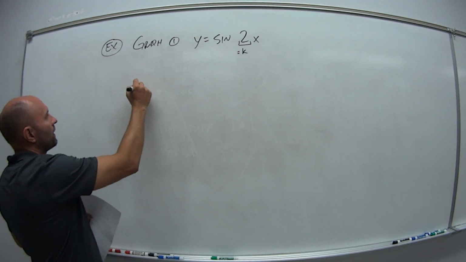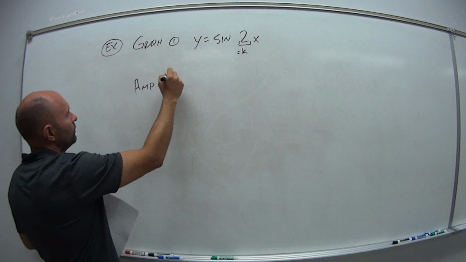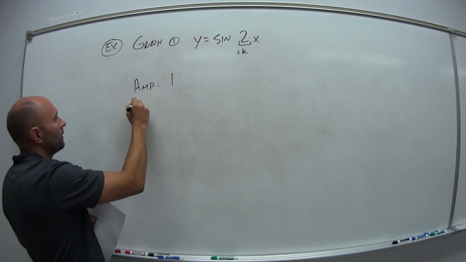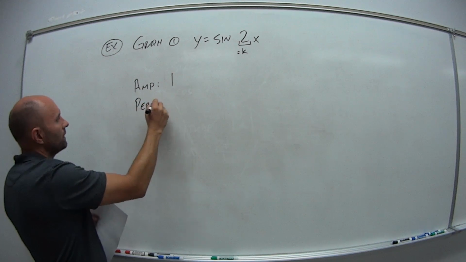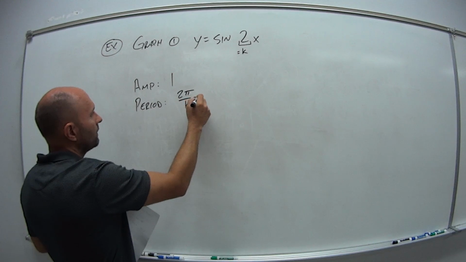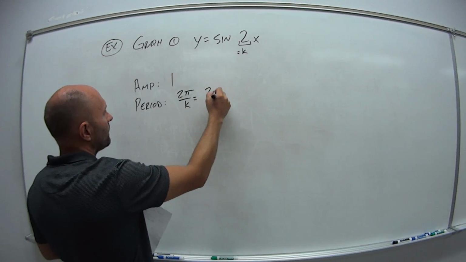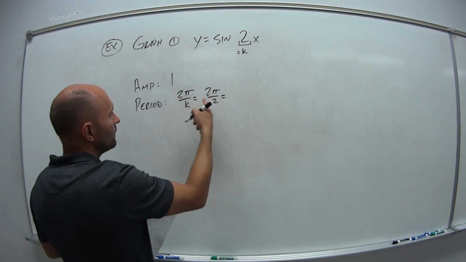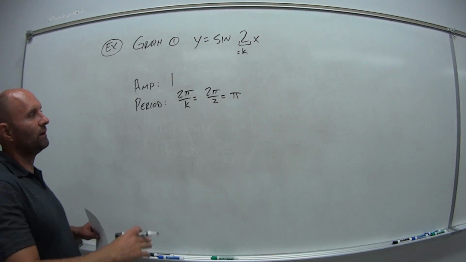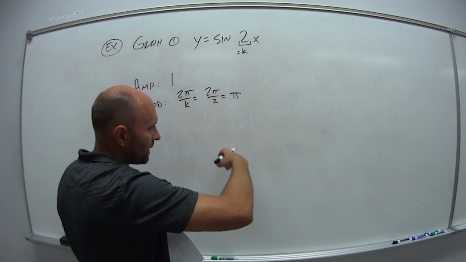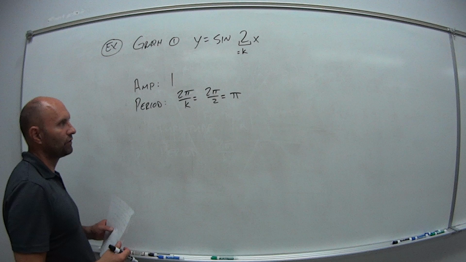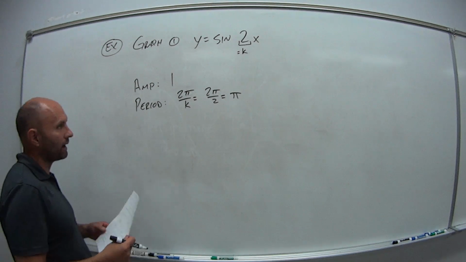So that means if I want to write these down, my amplitude is still 1. So I get as high as 1 or as low as -1. My period is 2 pi over k. So 2 pi over 2. The 2's cancel and give me pi. Which means instead of taking 2 pi units to make a complete cycle, it's doing it in half the time. It's doing it in a distance of pi.